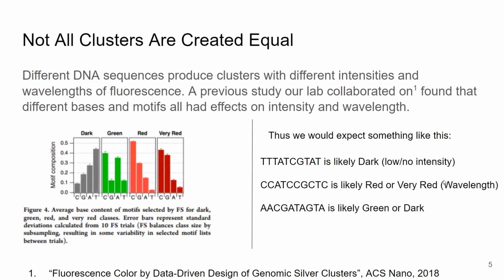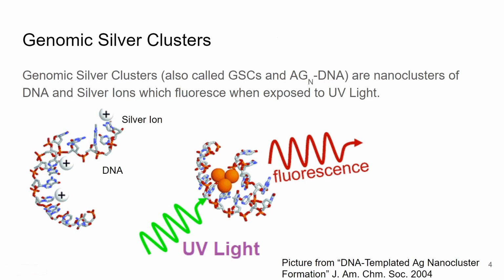So here's where things get really cool, is that not all of the clusters are created equal. Essentially, different DNA sequences produce clusters with different intensities and wavelengths of fluorescence. As in, depending on your DNA sequence that you're using to create these with, you're going to have a different wavelength of light. So some might fluoresce green, some might fluoresce red when you shine UV light on them, based on the sequence of DNA bases that you're using to construct these nanoparticles.